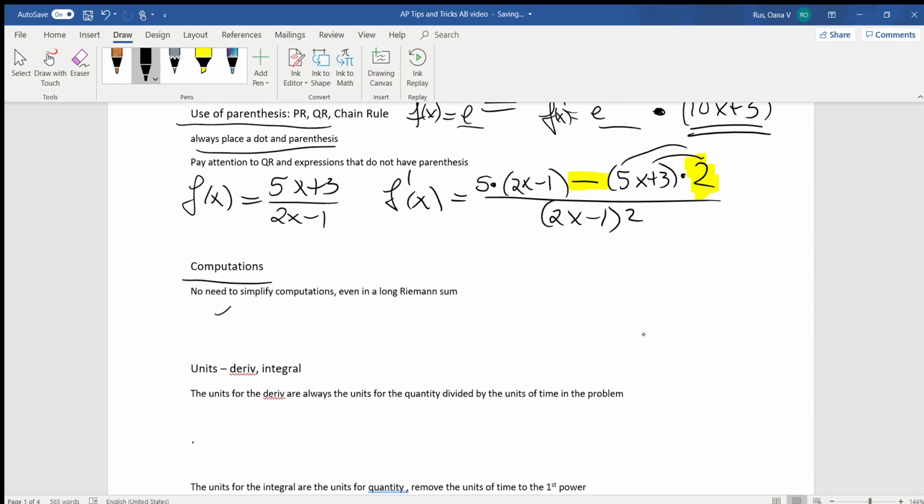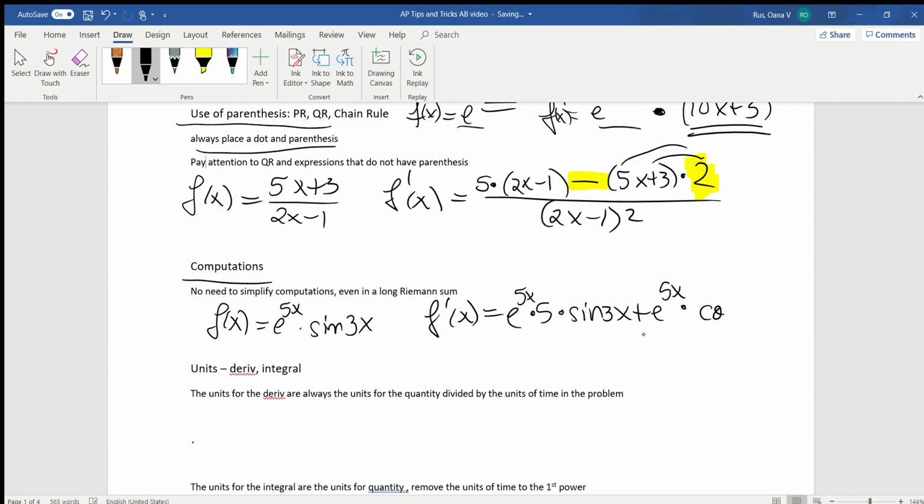So let's say we have f of x to be e to the 5x times sine of 3x. I'm doing the derivative. This is also an example of product rule. e to the 5x times 5, notice the dot in here, times sine of 3x. You don't want to leave it mysterious. You want to make sure that you're clear when you're showing your work. And then chain rule for the other one, cosine of 3x times 3.